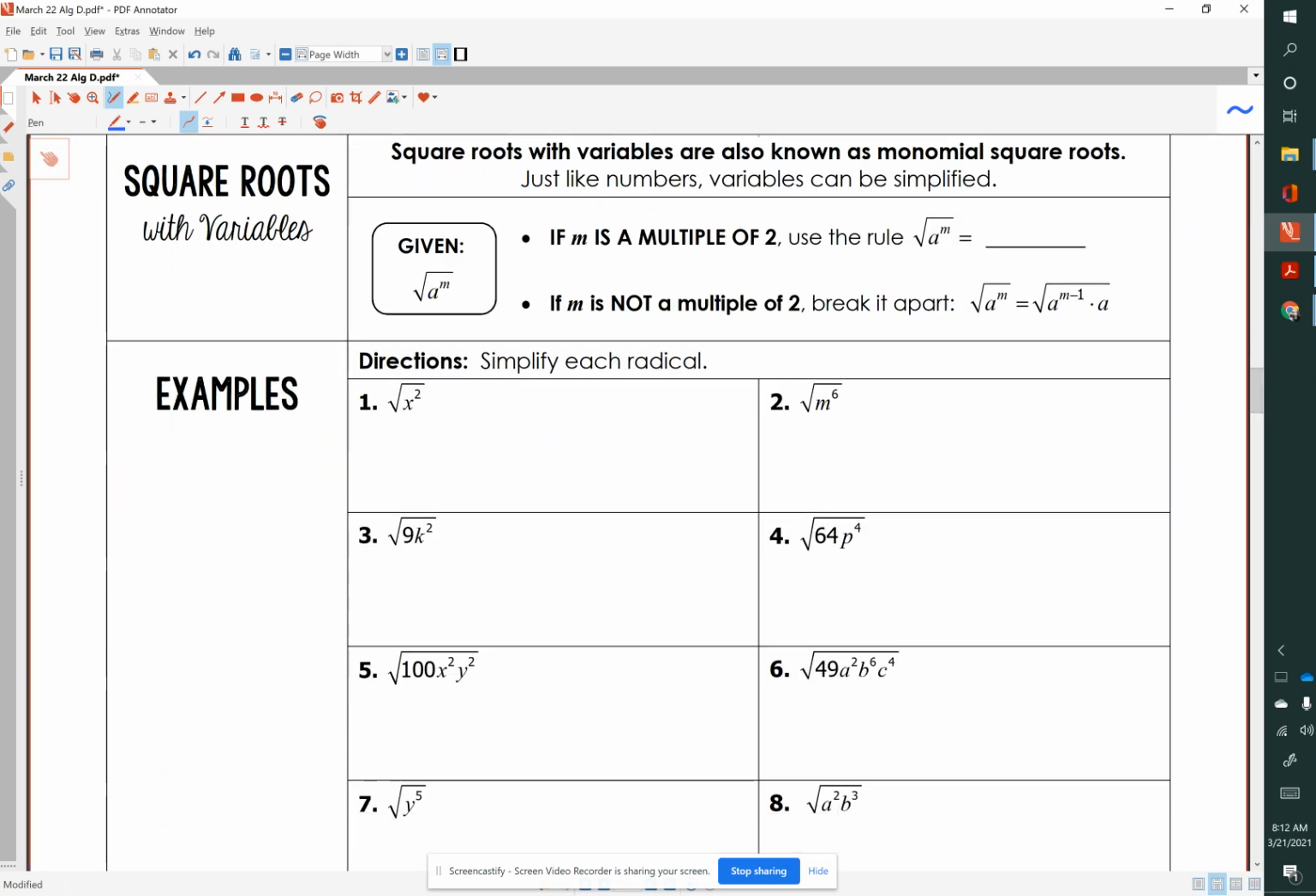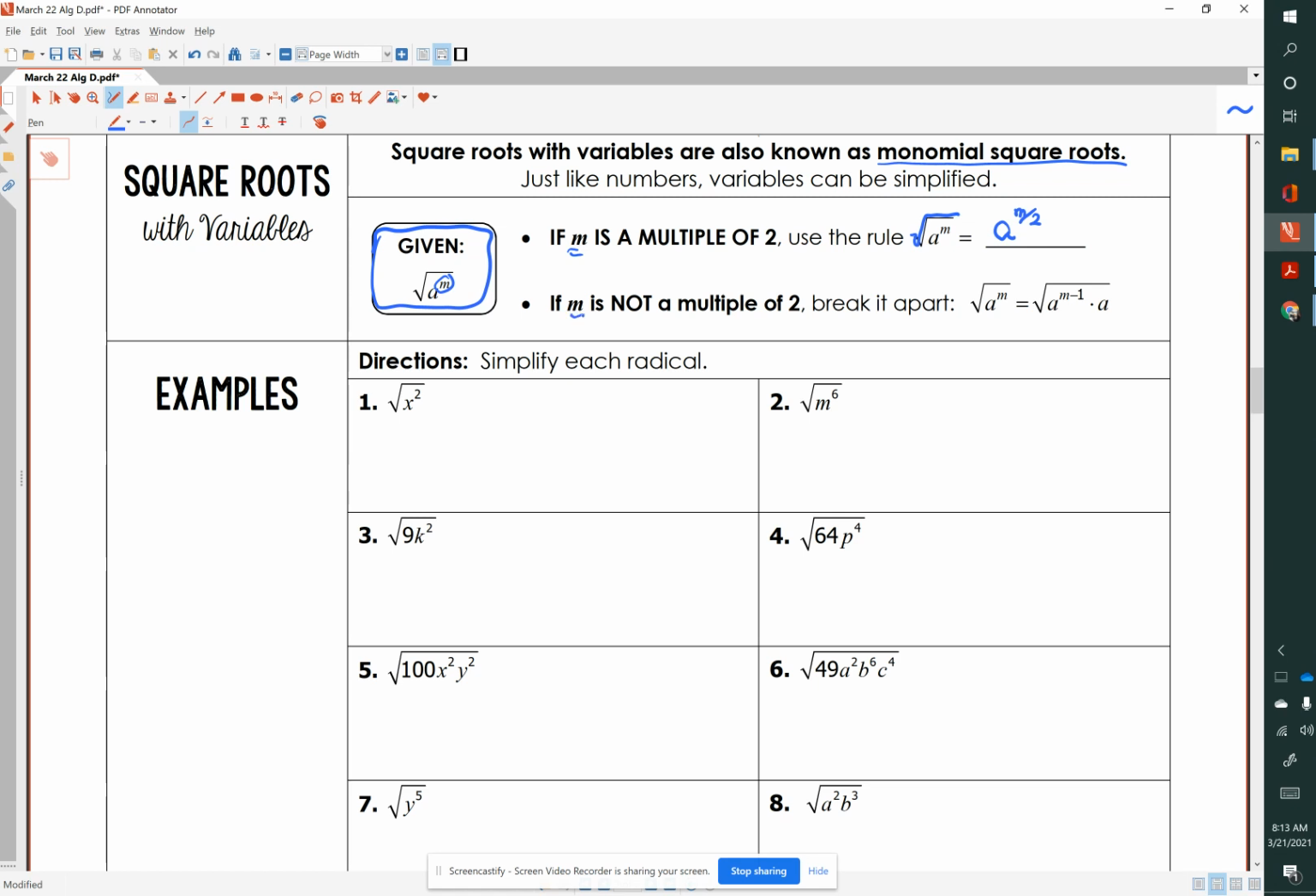Now, here are the basic rules. Square roots with variables are known as monomial square roots. Just like numbers, the variables can be simplified. And here's our rule. When we're given the square root of a to the m power, we're going to look at m. If m is a multiple of 2, we're going to use the rule: the square root of a to the m power equals a to the m divided by 2 power. And remember, if we get to 1, that 1 will be invisible.